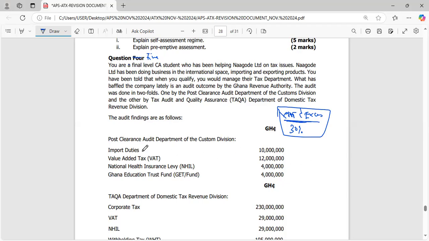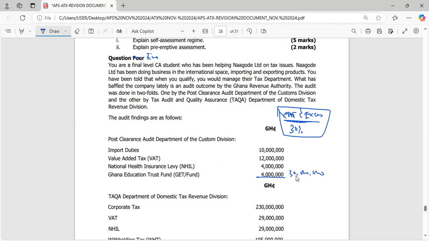in dispute, the import duties, they have to pay all. The VAT, they have to pay all the VAT. For the levies, they have to pay all these levies. So for the outcome of the post-tax clearance audit, they have to pay the total amount of tax in dispute. So you find the total. This will be 28. Okay, this will be 22. So this will be 30 million, right? Yes. So you add them.